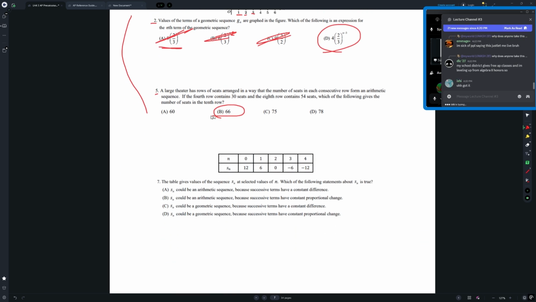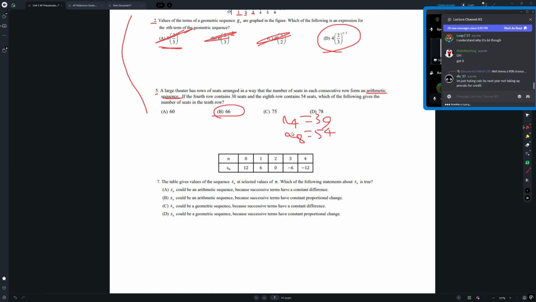So does everyone understand number 5? It's an arithmetic sequence. Number 5 is B. So this would be a of 4 is equal to 30, and a of 8 is equal to 54, and then solve using whichever way you prefer.